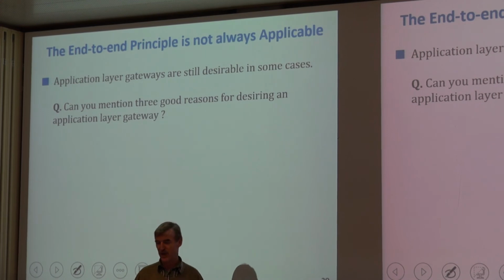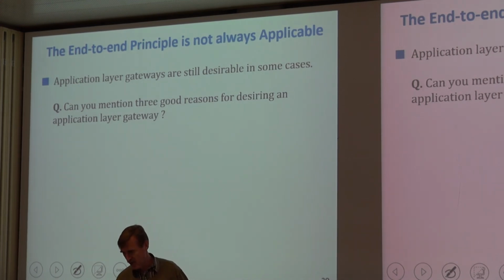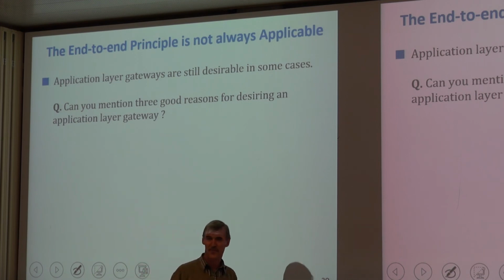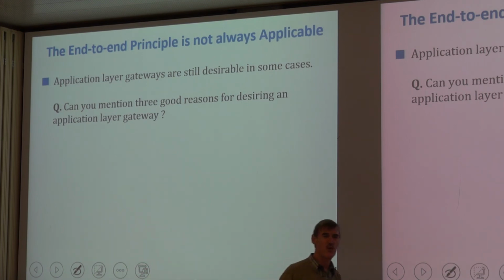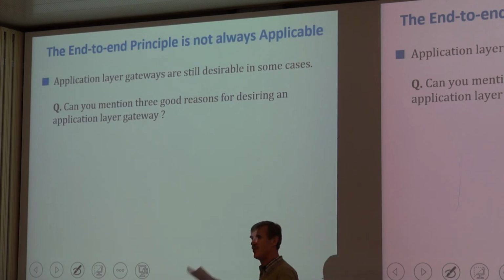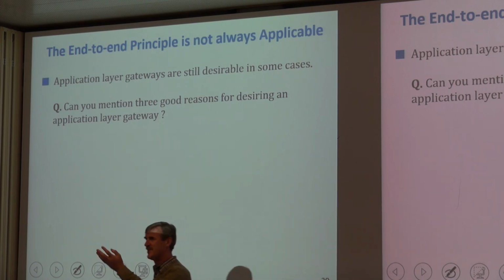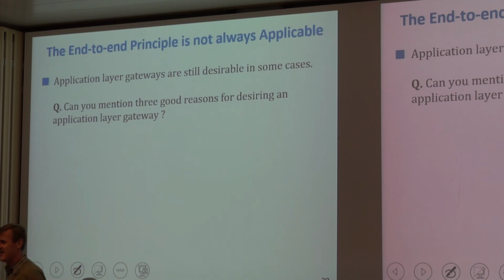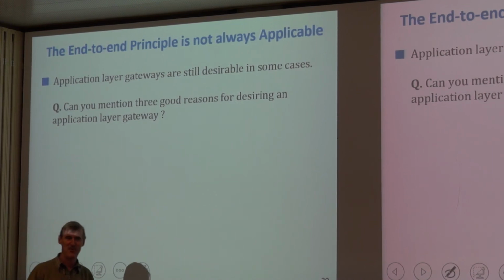However, it's not always applicable. Can you imagine cases where we would like to have application layer gateways? Can someone cite one reason? Yes? Get around the firewall. To get around the firewall, that's a fairly sophisticated reason. I agree, but the firewalls, let's talk about them later. Perhaps more basic stuff, right?